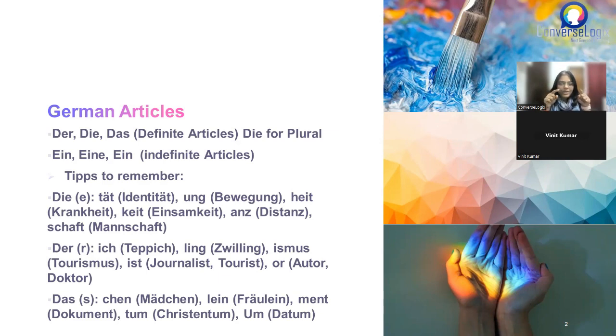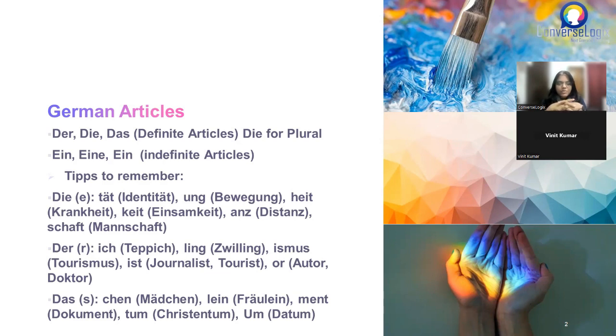So in brackets I have written ERS because that is the short form we use when we are writing, when we start learning the vocabulary as per the articles. So there, for example, all the words which end with -ich, for example, we have Teppich, Teppich is carpet. Zwilling, which is twins, -ling words, again masculine. -ismus, for example, Tourismus is masculine. Words which have the male professions, Journalist, Tourist, Doktor, they all are masculine.